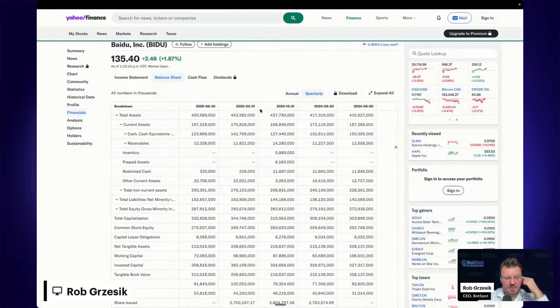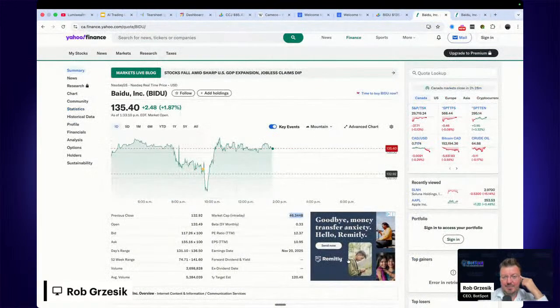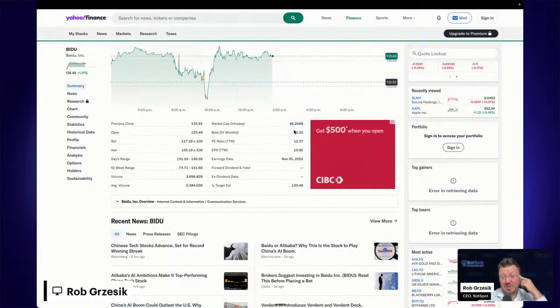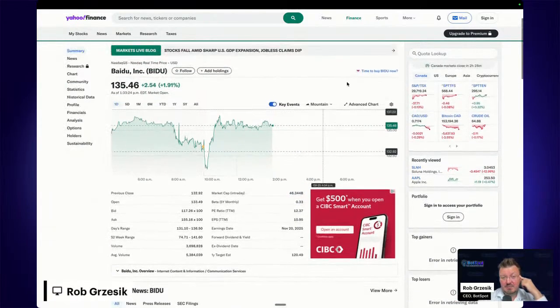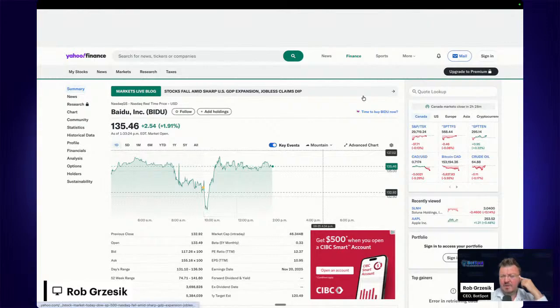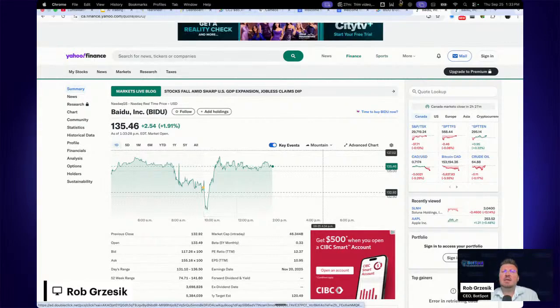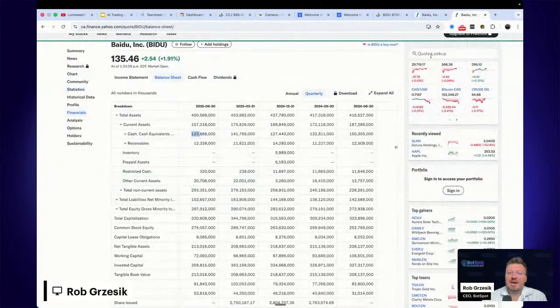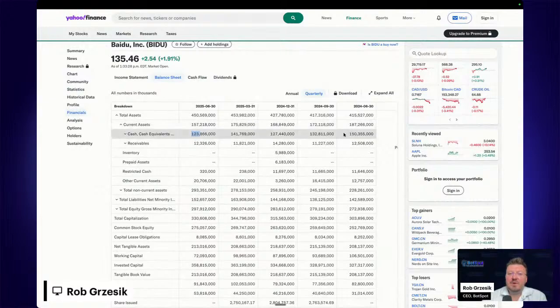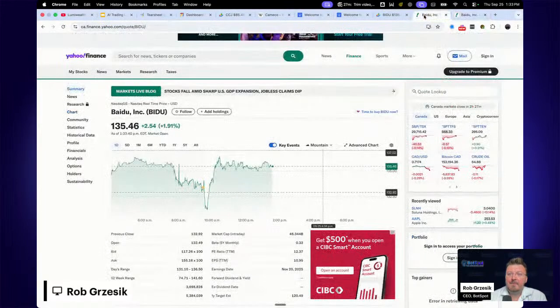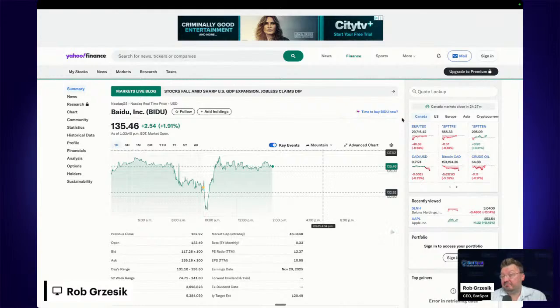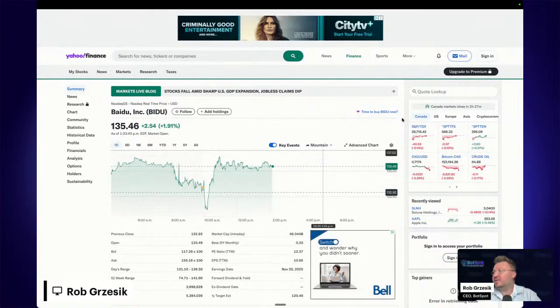Let's do quarterly though, because that's kind of dated numbers. 123 billion in cash, and their market cap is 46 billion. That's pretty crazy. I wonder if I'm interpreting that correctly, because that seems pretty wild. The fact that they have $123 billion in cash sitting on their books, but the company is worth a third of that. To me, that seems pretty interesting, right?